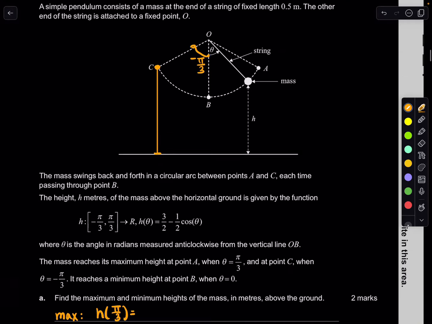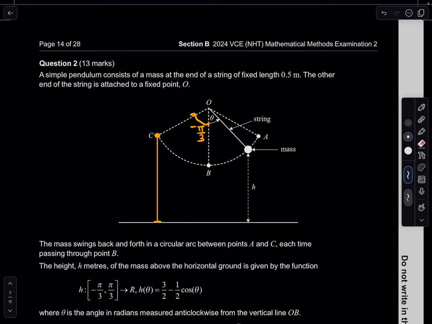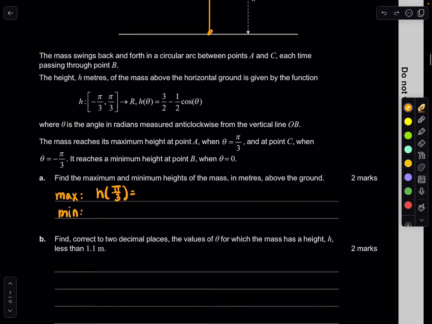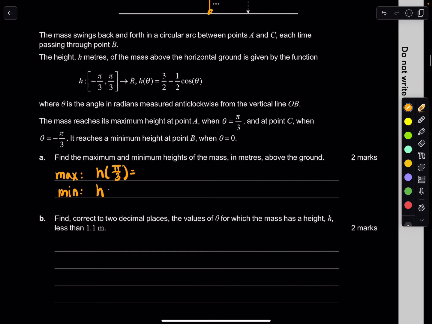Remember, the minimum, the lowest, smallest height, they told you is at B. And what is the angle at B? It's 0. It's straight, it's actually parallel, it doesn't move. So it's 0. So it's basically h of 0, the angle. And so these two, let's find out what they are.